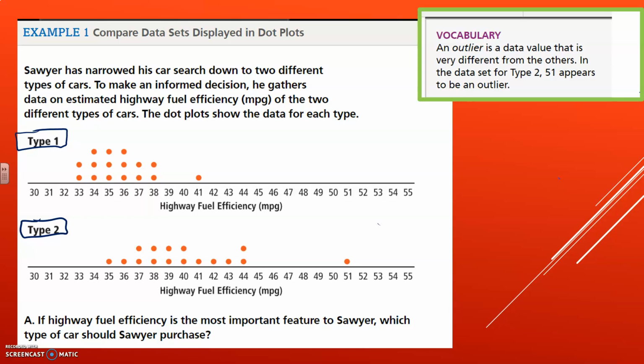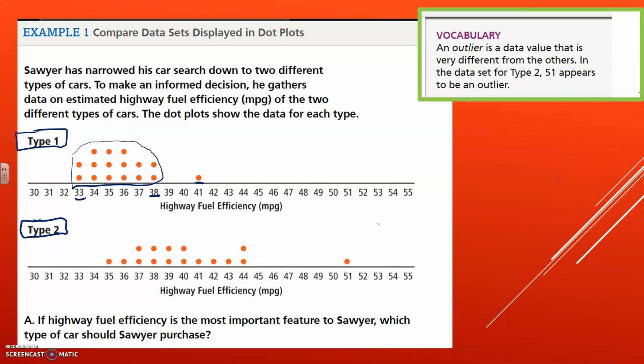Okay, so now let's talk about some of the math behind it, using some of the vocabulary we've talked about. If I look at the top dot plot, I can see that the majority of the values fall in this, what we'll call cluster, between 33 and 38 miles per gallon. So I would say that there are a lot of clustered data points in there. Then you have this one that's up at 41. 41 is pretty close to 38, so I would not necessarily consider that an outlier. So it would be there.